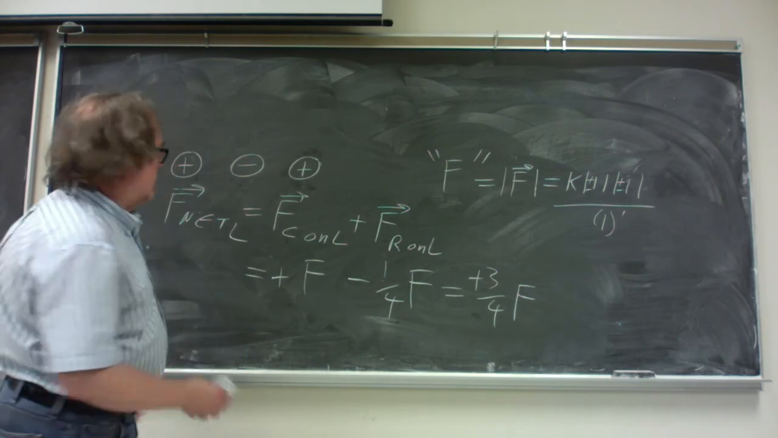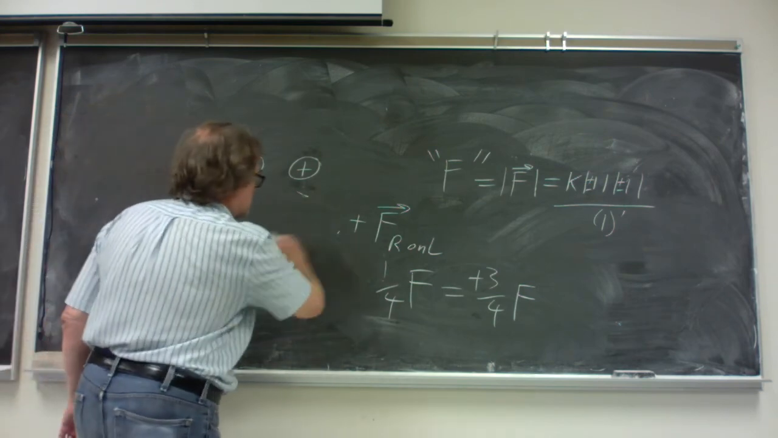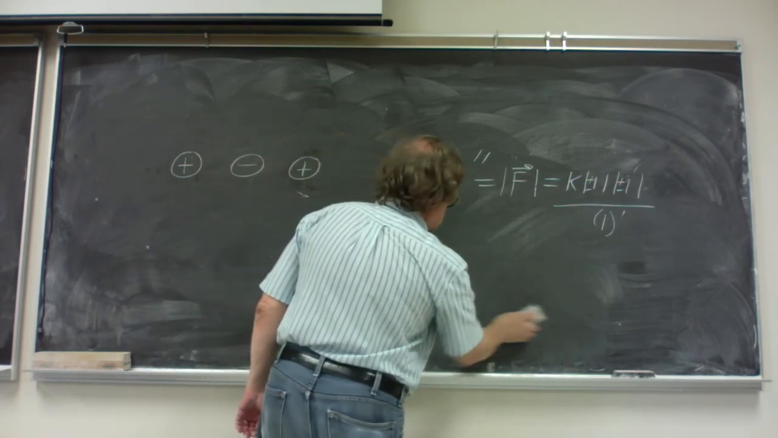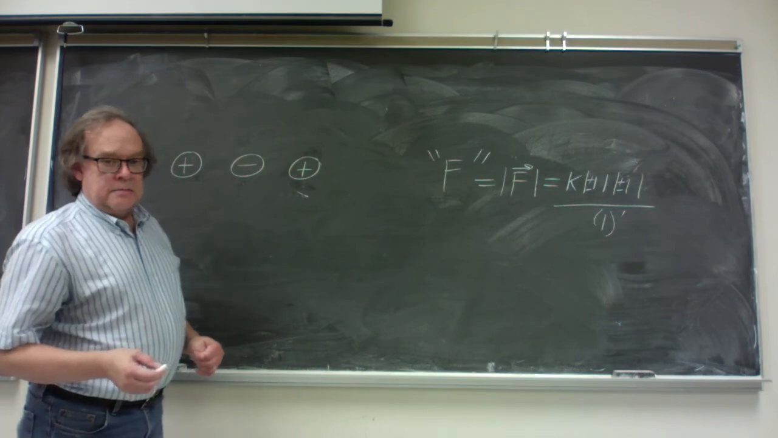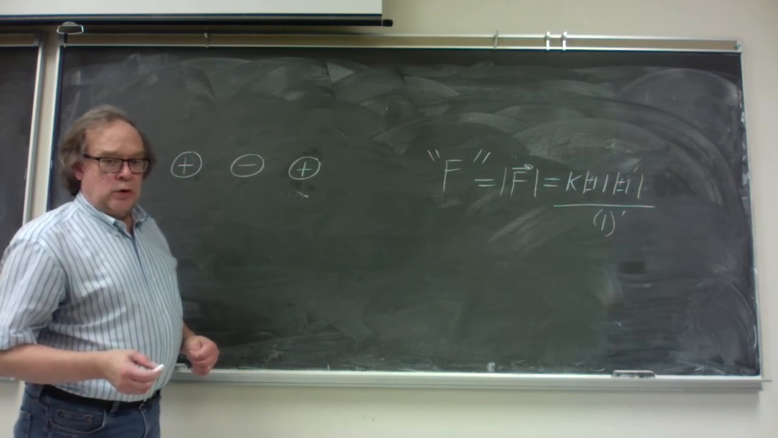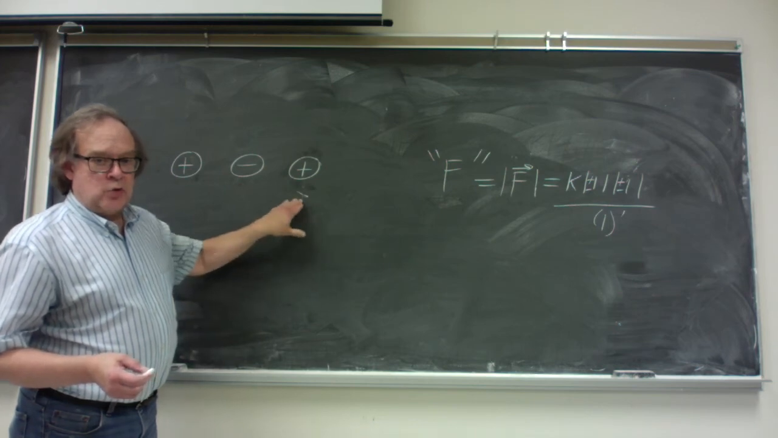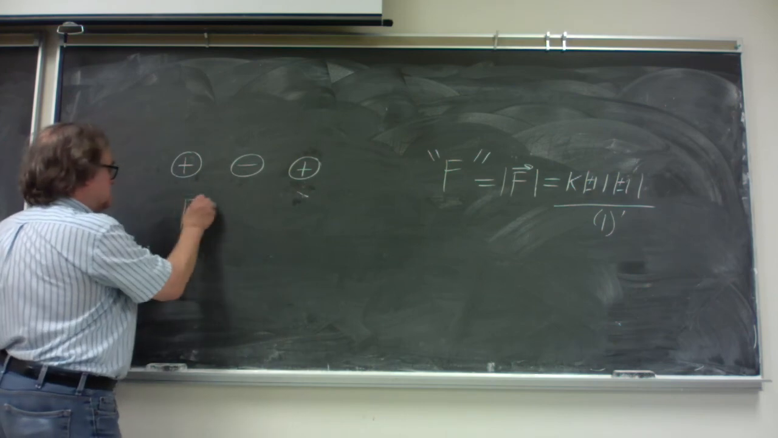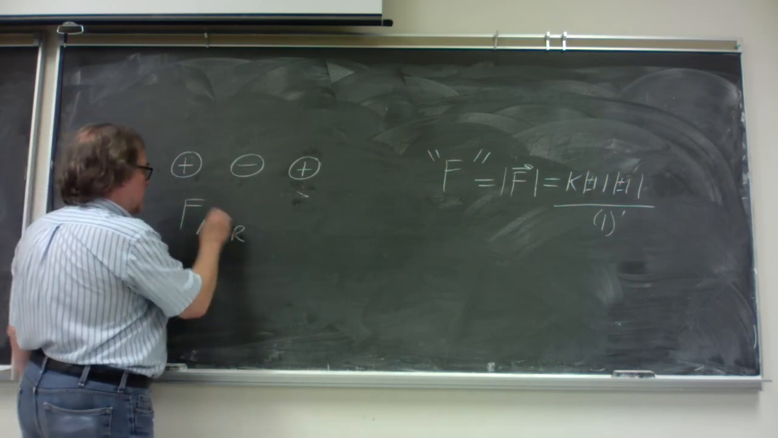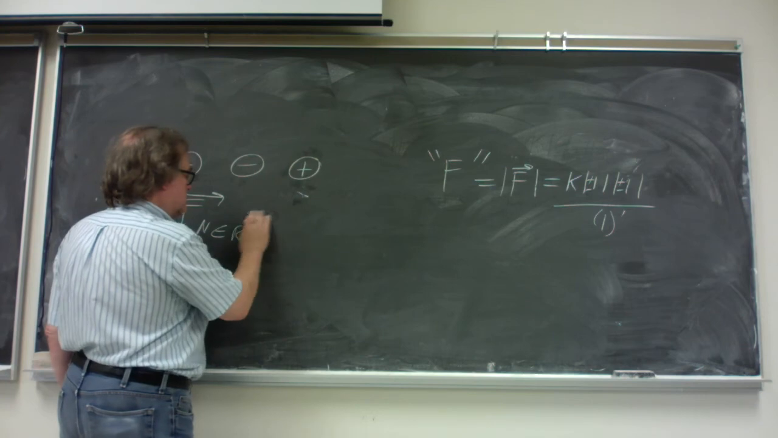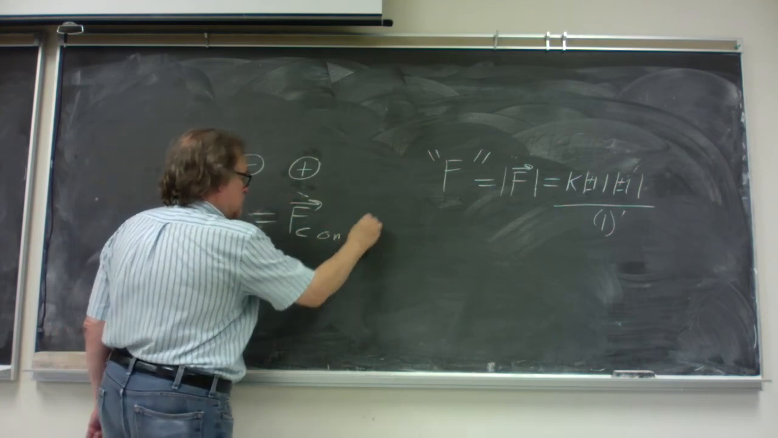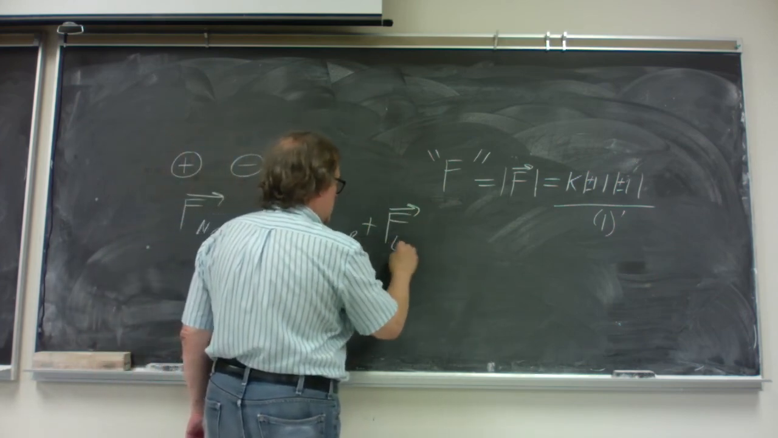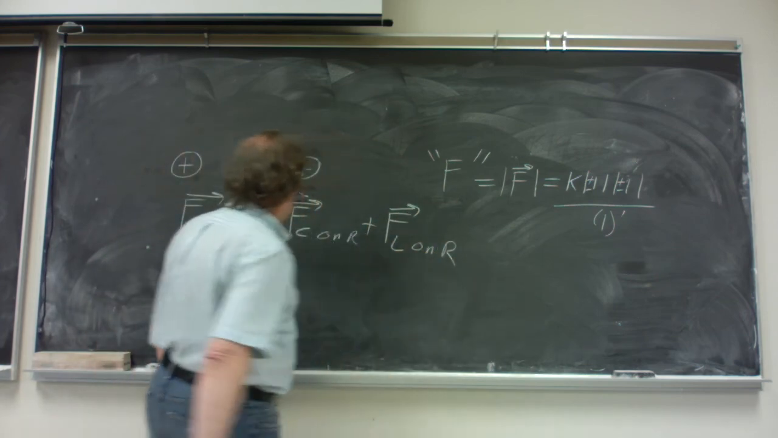And then one last example. Let's say now we switch things around a little bit. Let's think about the net force on this one. Net force on the right charge, which is a sum of the force from the center charge on the right plus a force from the left-hand charge on that right-hand charge.